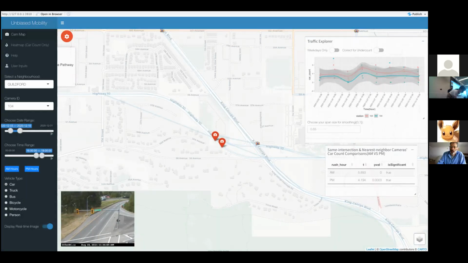And last but not least, we have this correct for undercount feature toggle, and that is using our post-detection prediction model introduced by Ray, and that shows the corrected car count for the selected cameras. And that concludes our app demo. I'll hand over to Martin, back to the slides to talk about the implications.